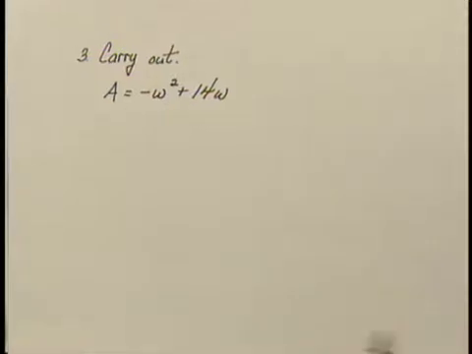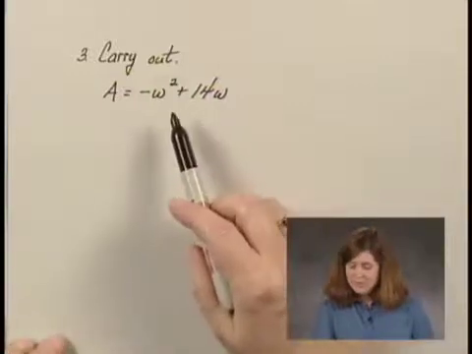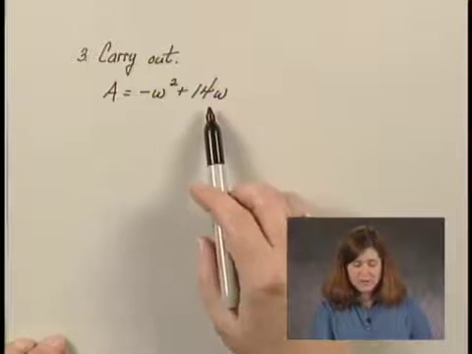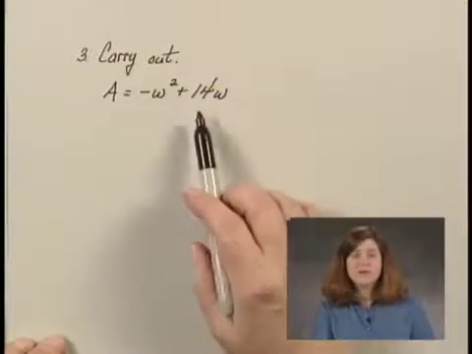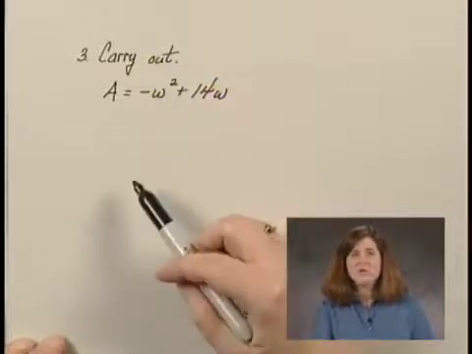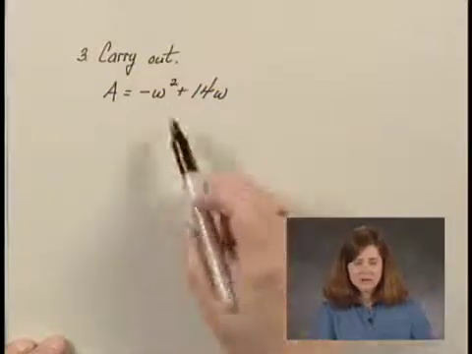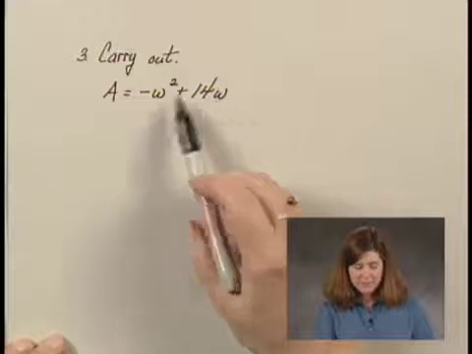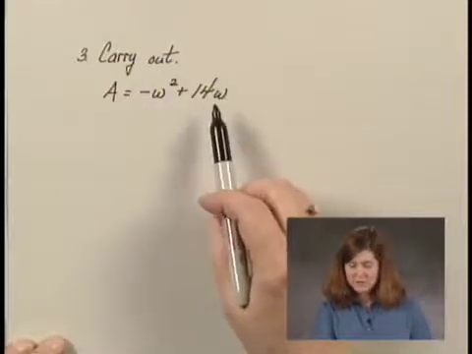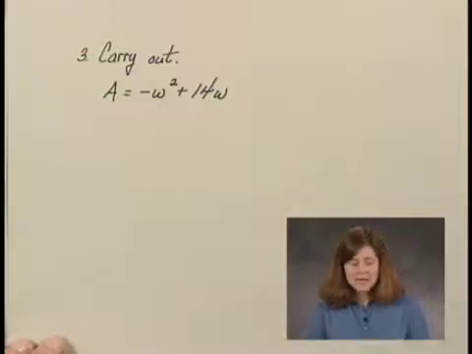The third step, instead of titling it solve, we're going to call it the carry out step, because instead of solving an equation, we're going to try to find a maximum value. This is a quadratic function. Its graph is going to be a parabola, and because it's a negative coefficient, it will open down. So if we can find the vertex, we'll be able to find the maximum value that this parabola has, or that this quadratic expression has. So we're going to complete the square in order to find the vertex.